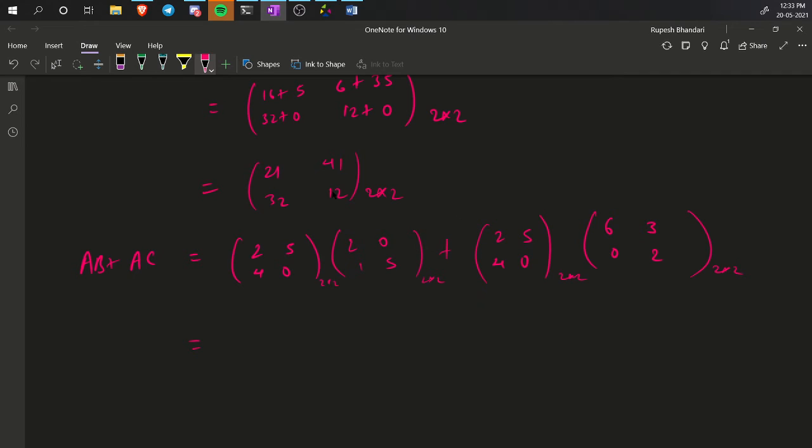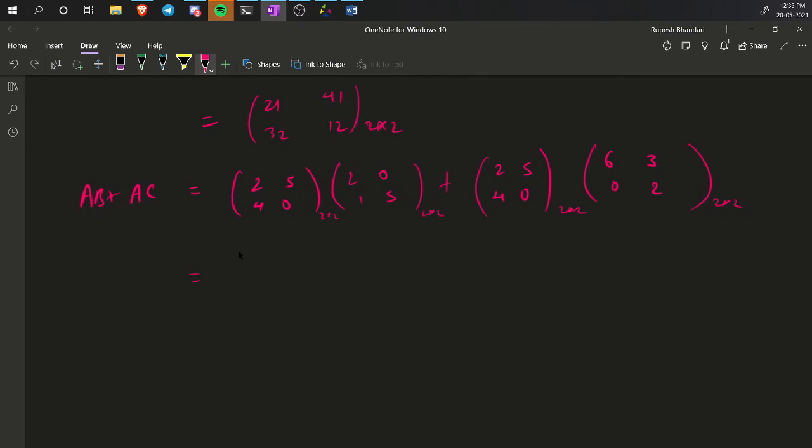And then our newly formed matrices will basically be of 2 by 2 order, okay. So let's multiply this first of all. 2 into 2, 4, plus 5 into 1, 5. 4 into 2, 8, plus 0 into 1, 0. 2 into 0, 0, plus 5 into 5, 25. Always multiplying the row with the column. That's what we are doing if you don't know about it.